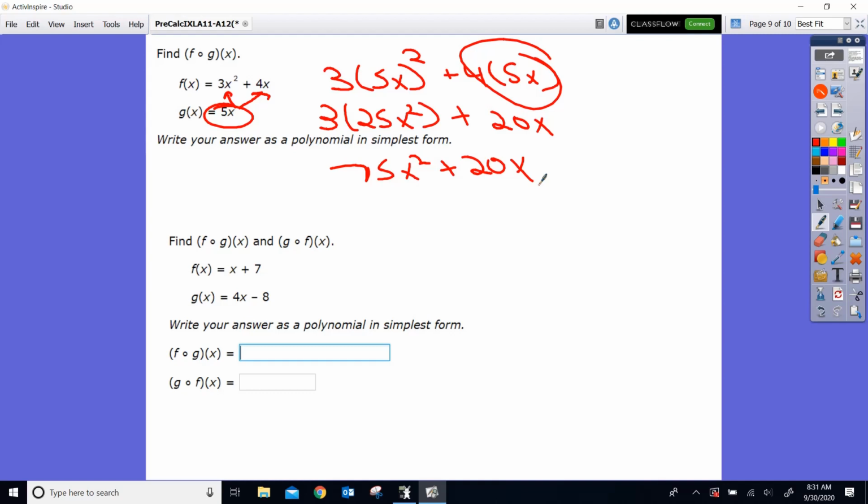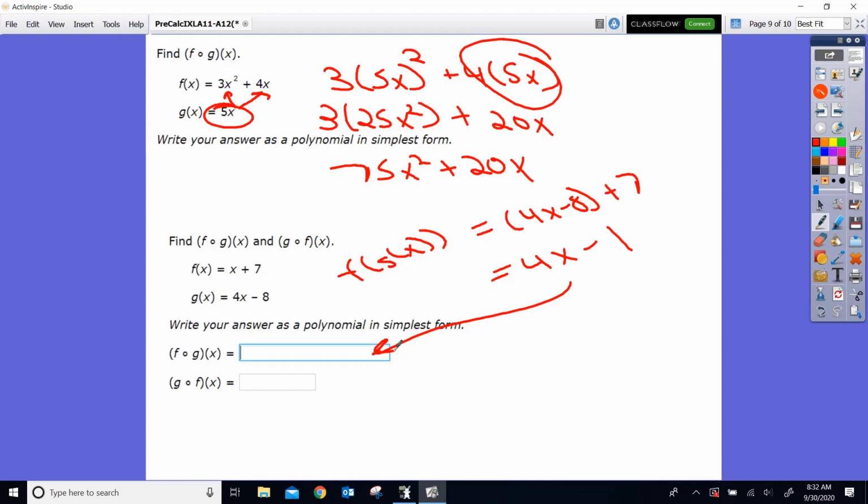So when we find f of g of x, everywhere I see an x in f, what am I going to replace it with? G, 4x minus 8. Actually pretty simple. I replaced the x with 4x minus 8, and I didn't forget there was also a plus 7. It's just about combining my terms, isn't it? So what is 4x minus 8 plus 7? Four x minus 1. And that goes in that box.